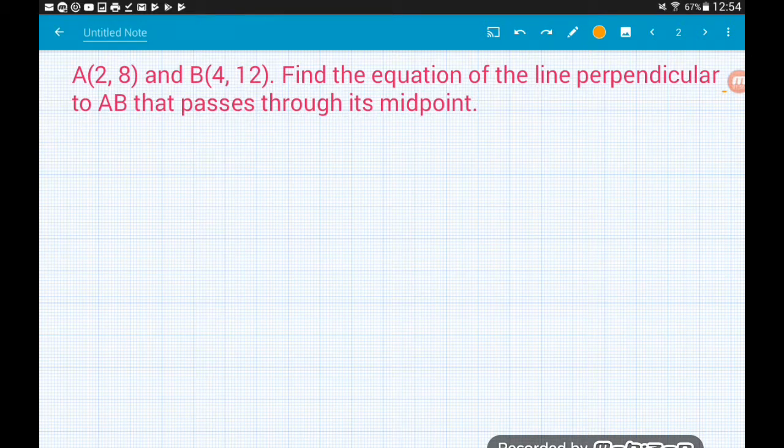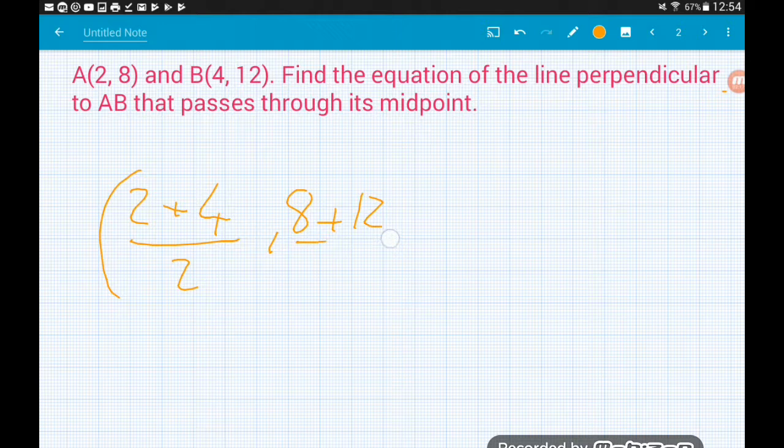So let's first of all find the midpoint. Now remember, the midpoint coordinates are the average of the two coordinates we're given. So to find the x coordinate of the midpoint, we're going to do 2 plus 4 divided by 2. And to find the y coordinate of the midpoint, we're going to do 8 plus 12 divided by 2. So that will give us our midpoint coordinates of, well, 2 plus 4 is 6, divided by 2 is 3, and then 8 plus 12 is 20, divided by 2 is 10. So the coordinates of the midpoint of AB are 3, 10.